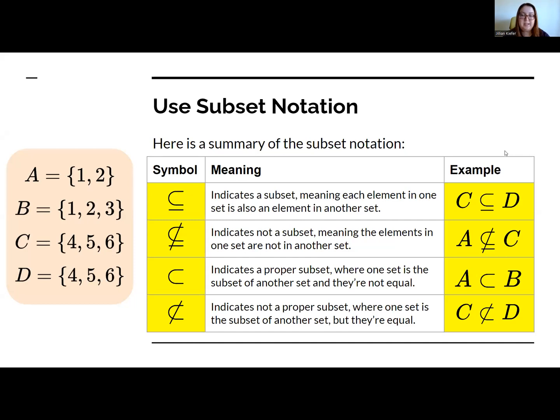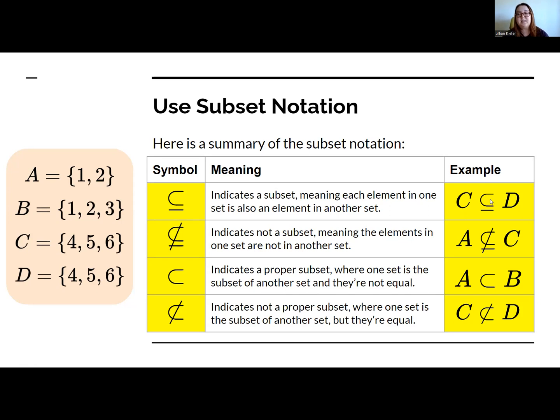So moving on, we can use subset notation. So here is a summary of all of our different subset notation we've learned so far. Our first symbol, C with the line underneath, we say that is the subset symbol. It indicates a subset, meaning each element in the first set is also an element in the second set, or another set. So we have a couple sets here on the side, and we have some examples.